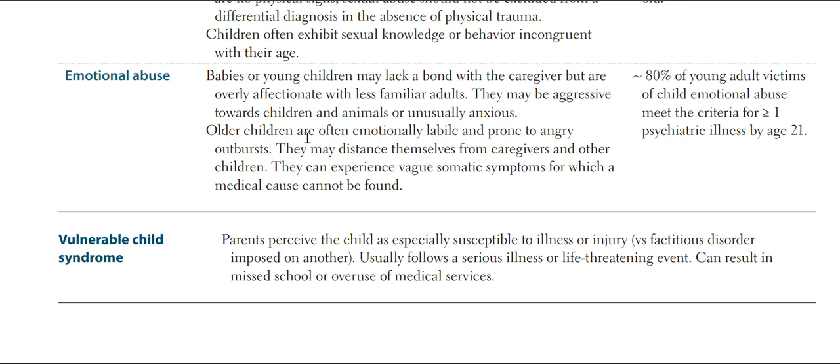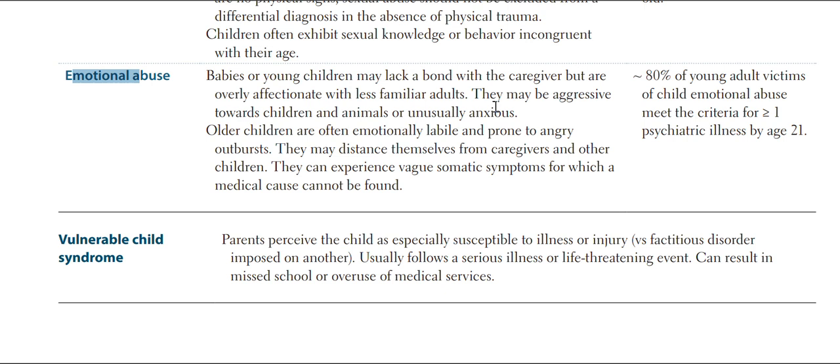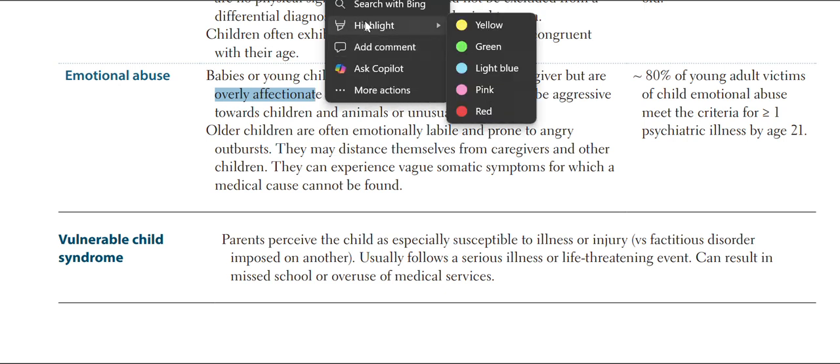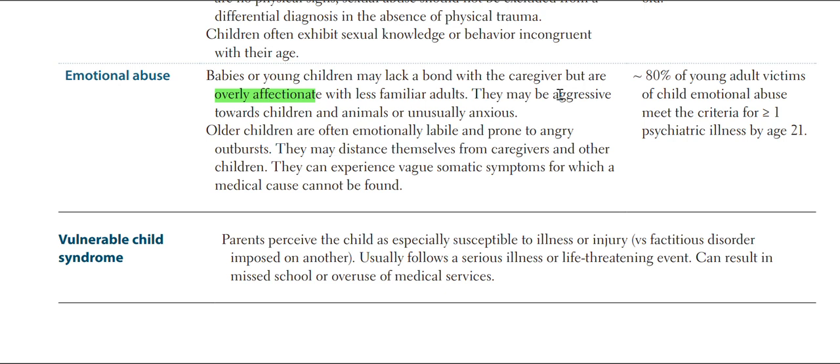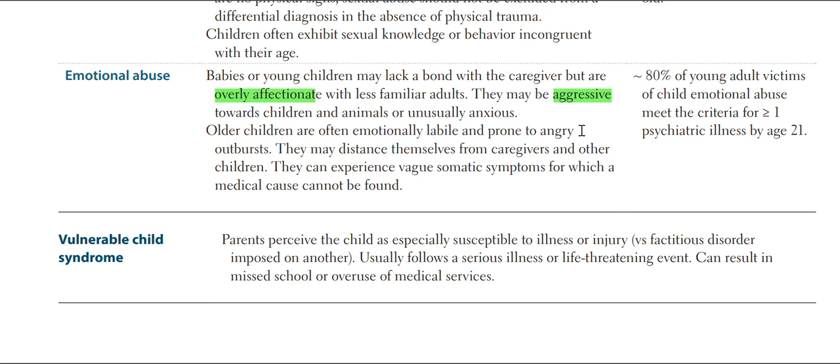Then next we have emotional abuse. Now, in emotional abuse, it's a very opposite spectrum kind of thing, where you develop either babies who are very overly affectionate after the emotional abuse, or patients who are very aggressive. These are the two variants that you might see.